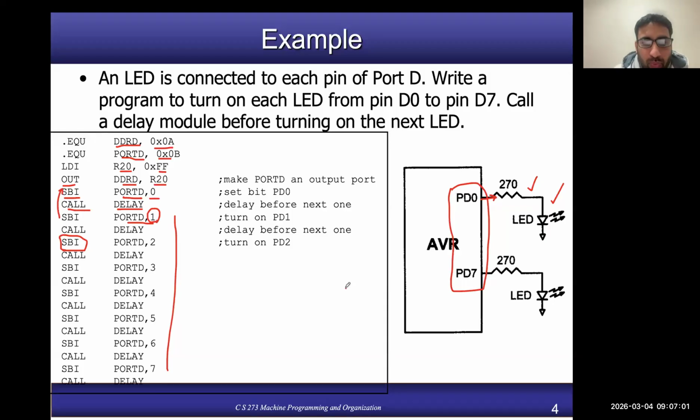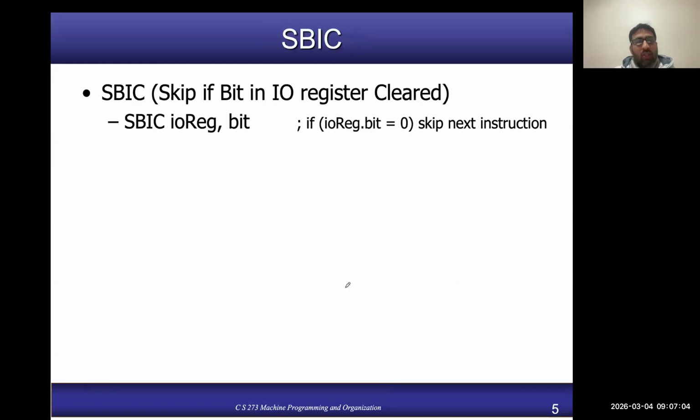Okay, I'm back. So the next instructions that we are going to cover in context of IO port programming are skip if bit in IO register is cleared, right? This is indicated by the acronym SBIC, skip if the IO bit is cleared. So what is the syntax? First you write the mnemonic of the instruction, and then the name of the register, and after a comma the index of the bit, right?